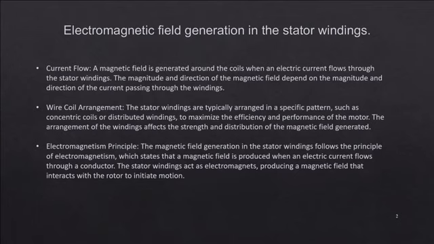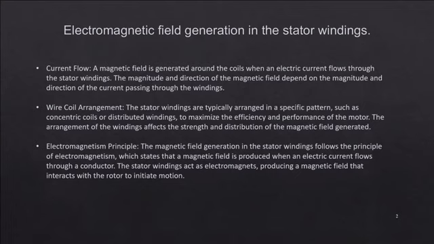Next, about electromagnetic field generation in the stator windings. The first point is current flow. When electric current passes through the stator windings, a magnetic field is generated around the coils. The characteristics of this magnetic field, including its magnitude and direction, are determined by the magnitude and direction of the current flowing through the windings.